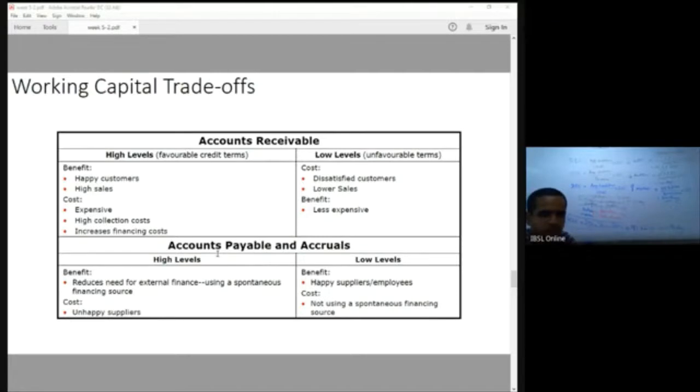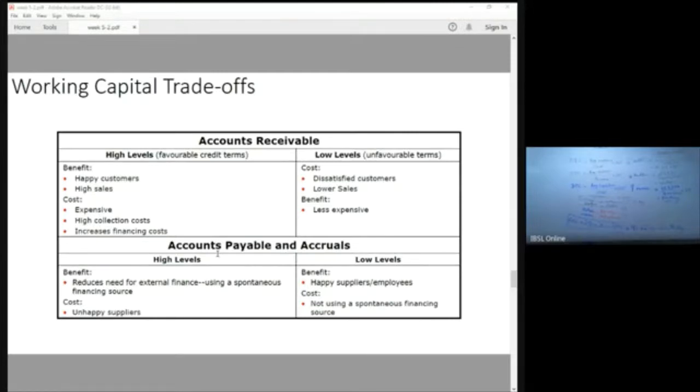The accounts payable and accruals. If your accounts payable is very high, it reduces the need for external finance, right? But your suppliers will be unhappy, isn't it?